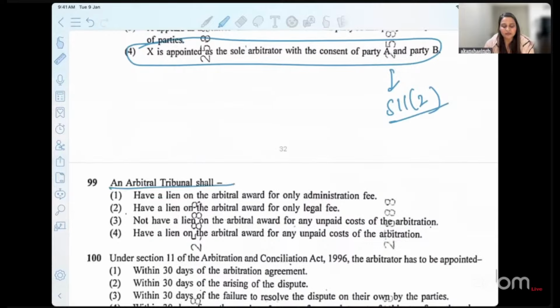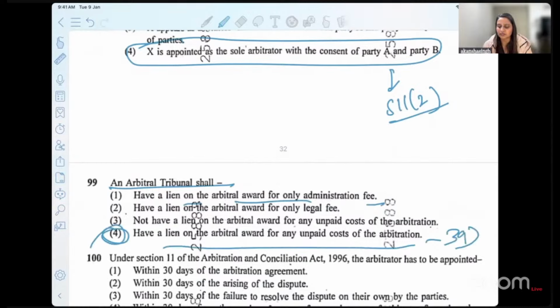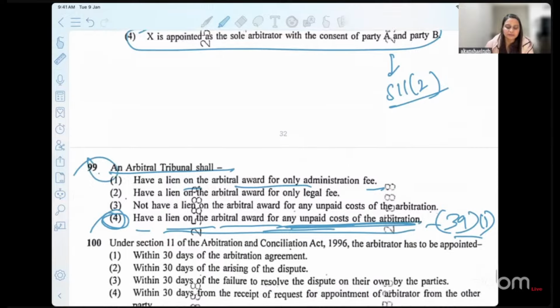Then: an arbitral tribunal shall have a lien on the arbitral award only for administration fee. So this is very specific to a particular provision. You can refer to section 39 clause 1. You will find the same thing there. Subsection 1 says the tribunal has a lien on the arbitral award for any unpaid cost of the arbitration. So a section-specific question has also been asked.